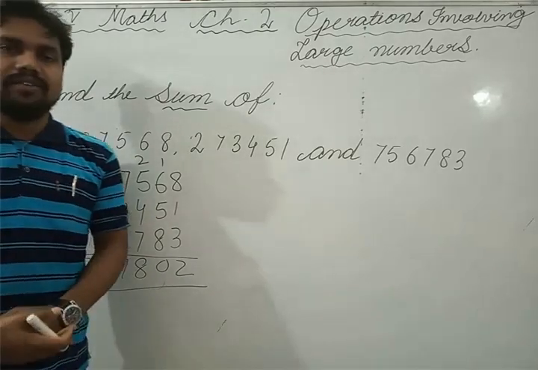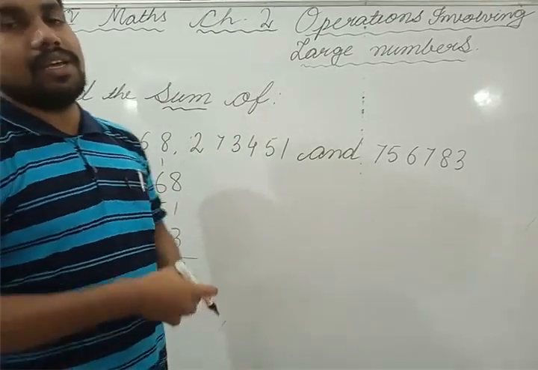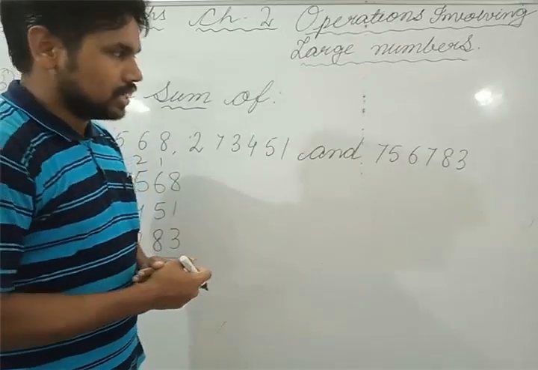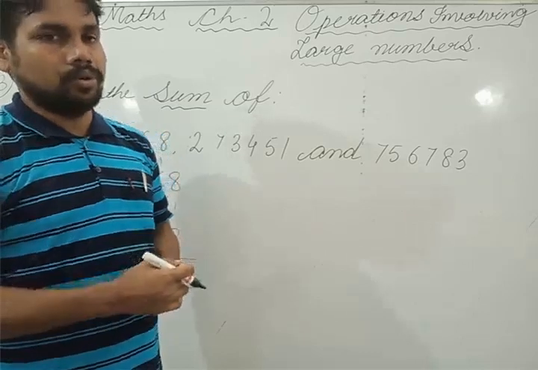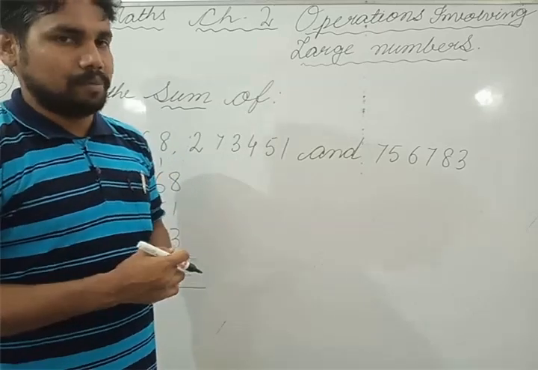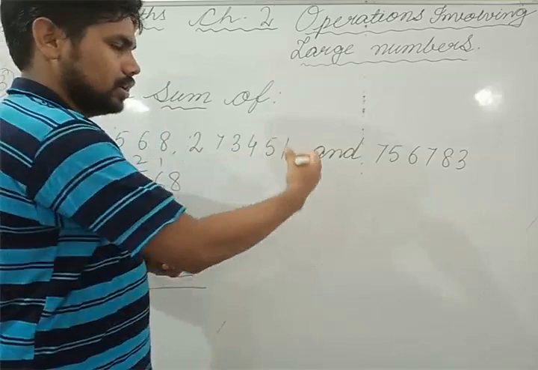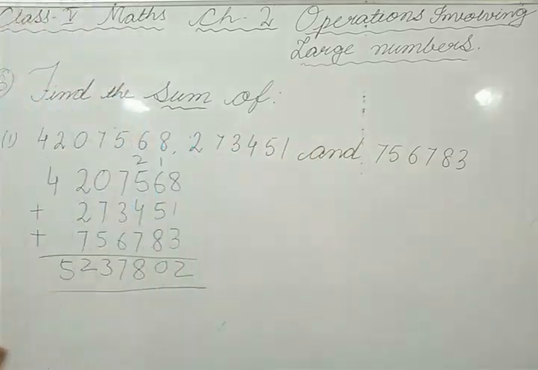So very easily, very quickly, very simply you have to do all these sums by yourself. But the most important thing, again I am telling, you have to arrange the numbers as per the place value from the right side. Okay.